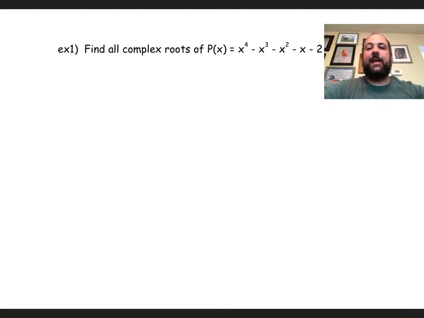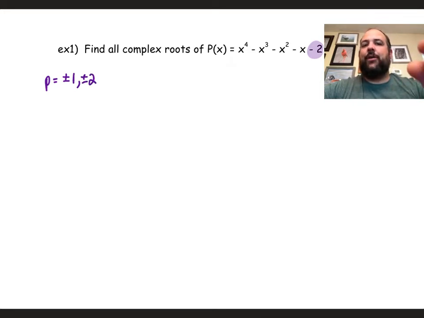As far as finding complex roots, we start off the same way that we did last week with rational roots. I need to generate my list of p values and my list of q values. So the first thing we're going to do is look at p, which are going to be the factors of the constant term, which in this case is the negative 2. So that means my p values are plus or minus 1 and plus or minus 2.